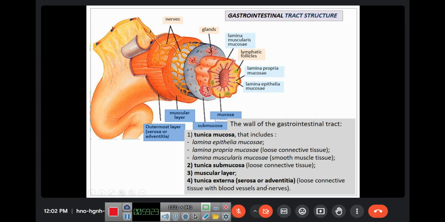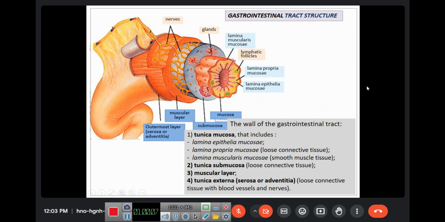The difference between serosa and adventitia is in the presence or absence of mesothelium. The organs of the gastrointestinal tract which are located inside the abdominal cavity are covered with mesothelium, so they will have the serosa. The organs of the gastrointestinal tract which are not in the abdominal cavity, like the esophagus, have no mesothelium in their covering. They have just loose connective tissue with blood vessels, so they will have the adventitia as the tunica externa.